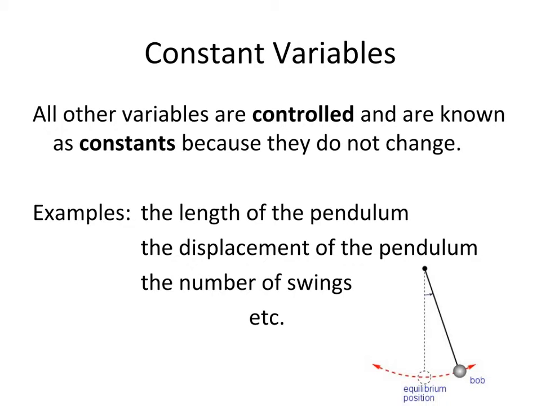Here's an example. The length of the pendulum, we would keep that constant in our experiment if we're only looking for the relationship between mass and period. Another example would be the displacement of the pendulum and the number of swings that we count. Displacement meaning how far do we pull it over before we let it go.